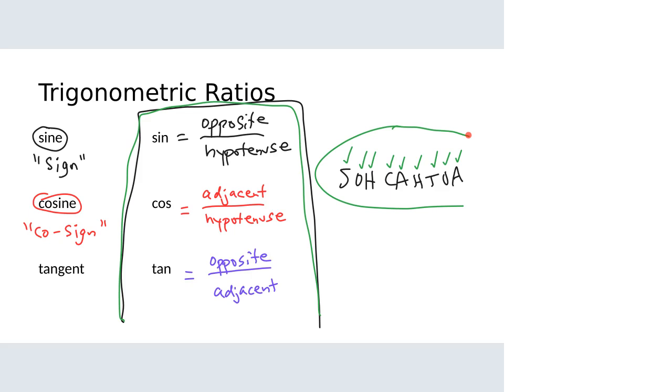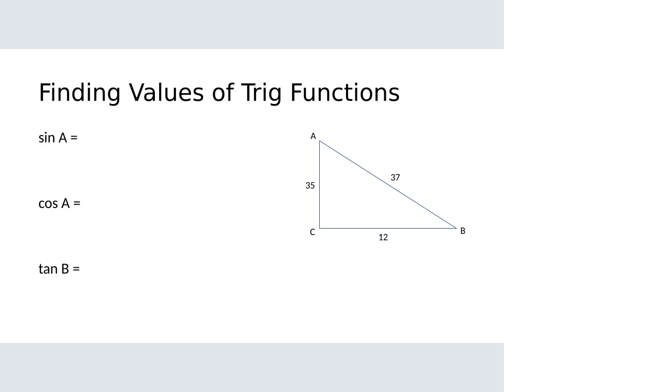With that in mind, let's look at an example of finding sine, cosine, and tangent of a certain angle. I think once we put some numbers on this, if you're kind of overwhelmed right now, that's not unusual. We're going to put some numbers on this, and that should help a lot. And you let me know if it doesn't. So if we want to find the values of these trigonometric functions, the first thing we're asked to find here is the sine of angle A.